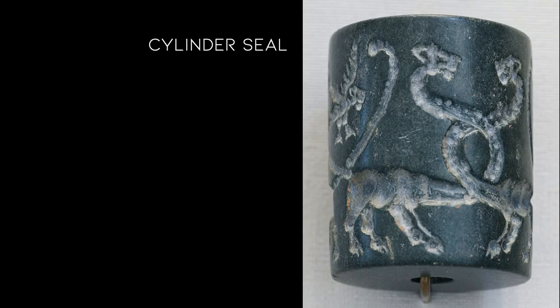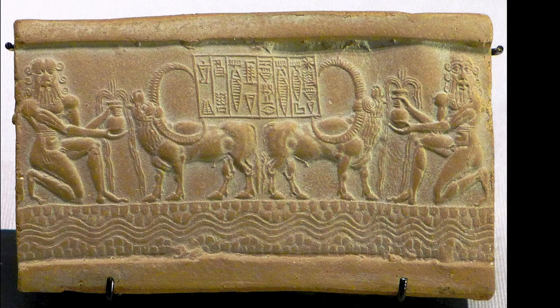Here's an example of a cylinder seal. This is a very small seal. They carved these images directly into the stone, and when you rolled it out into clay, you got the image that was carved into the stone impressed in the clay. Here's an example of a seal that's been rolled out into clay, and then you would bake it. You can see there's a god, I don't know, and he's got a couple of cows, it looks like, or oxen. Maybe he's watering them, it looks like. So that's a cylinder seal.